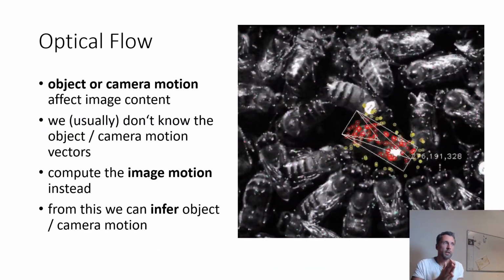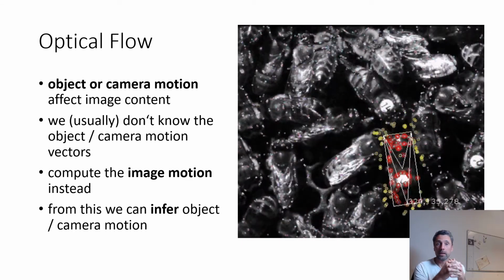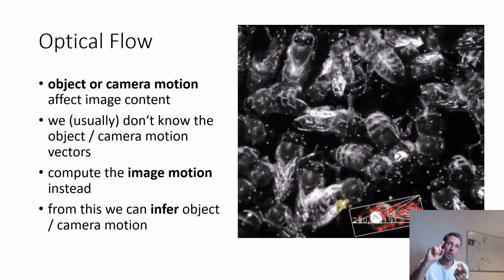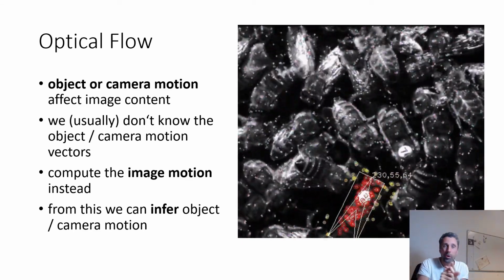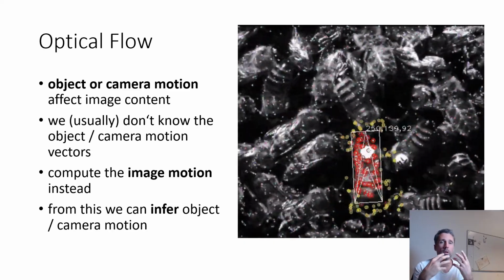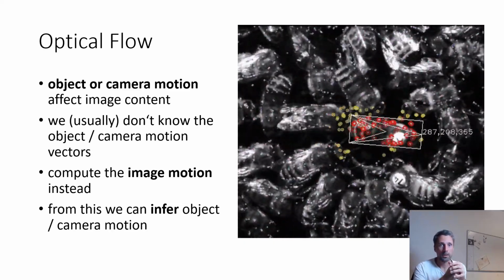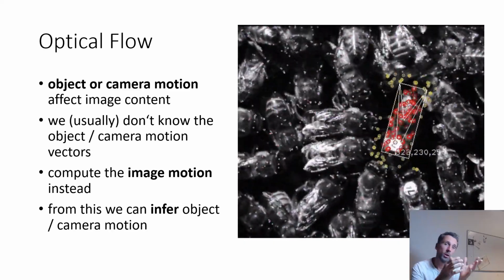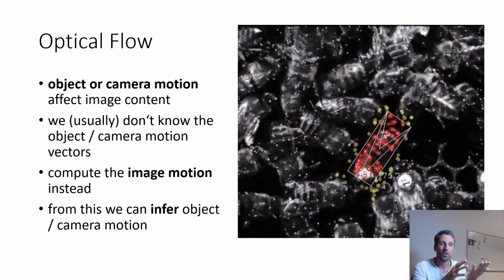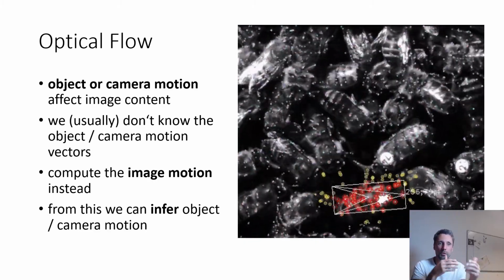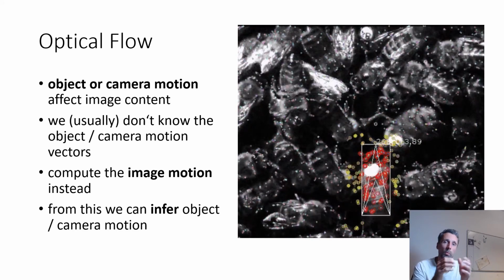So to summarize the problem setting for today, we have object or camera motion introducing changes in our images, but we usually don't know whether the object moved or the camera moved with respect to the scene. So what we instead do is we compute the image motion, and from that image motion we'll be able to infer whether an object moved or the scene.